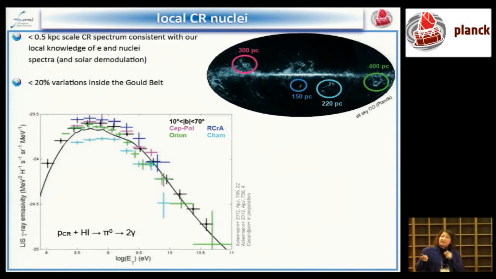When you look at the sky off the plane or in individual clouds, you see here in the H1, I'm pointing out molecular clouds, but there's H1 around them. And so when you see the gamma ray emission by the cosmic rays in the H1, you see that the spectrum is remarkably uniform from one spot to the next. There are less than 20% variations that we measure.